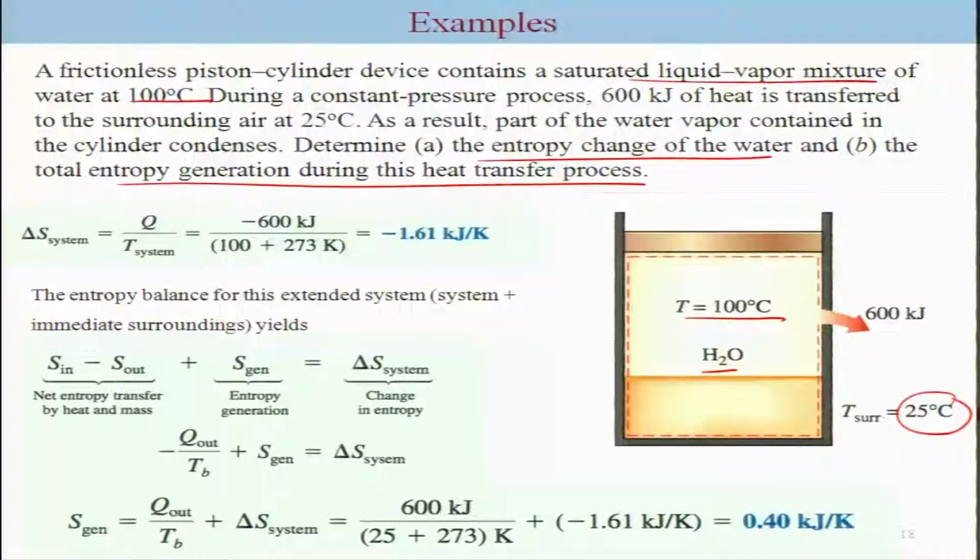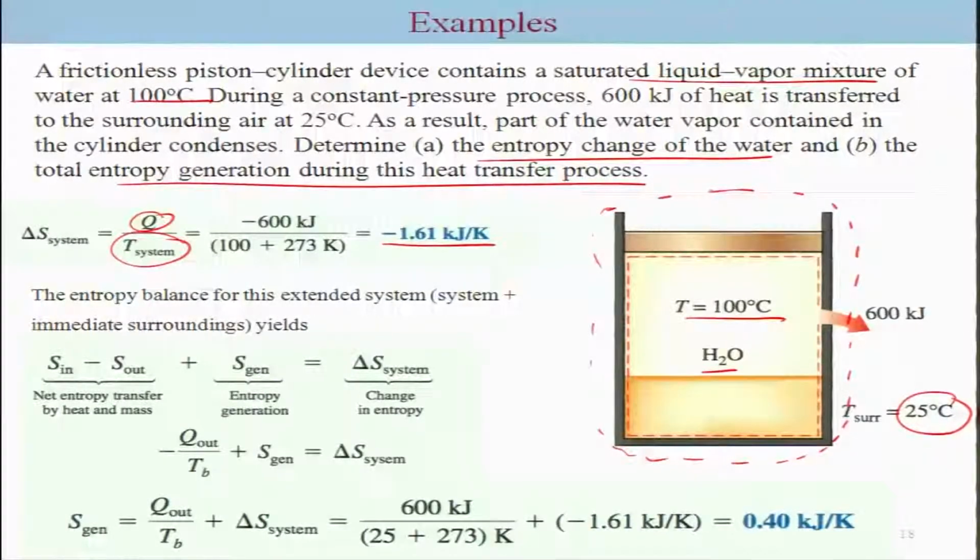For delta S system, we will simply consider the Q, which we know, and the T system. Because it is a saturated liquid vapor mixture, the temperature remains constant. So this is 100 plus 273 Kelvin, and the Q is minus 600, which turns out to be this. Now, for the total entropy generation, we also have to find the entropy generation outside, particularly in the surrounding. So the way we are going to do it is to consider a combined extended system, where system plus surrounding is the extended system, such that T B, the boundary temperature, is 25 degrees Celsius.